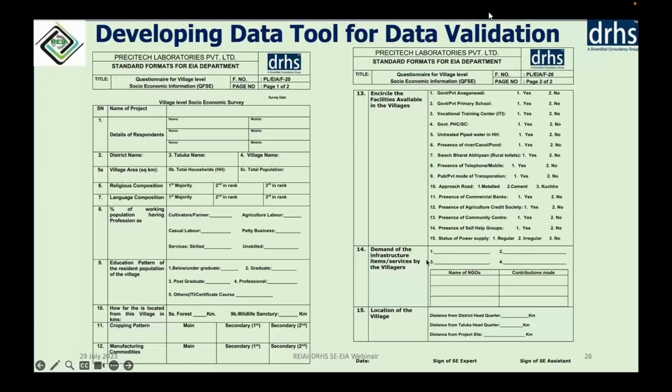CER, I will be coming to that. What do you want? They will give. Or some NGOs are working; how much they have contributed, that you have to do. And this is the distance criteria of the village, from the taluka, from the district, and from the project area, how far it is. This much is more than sufficient.